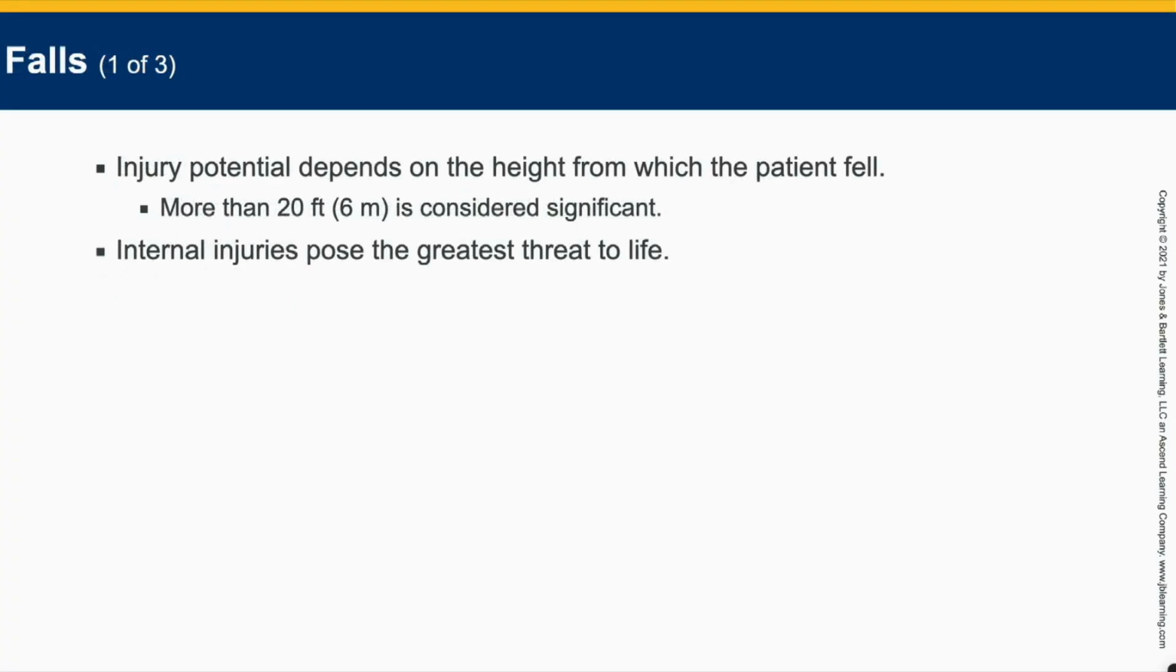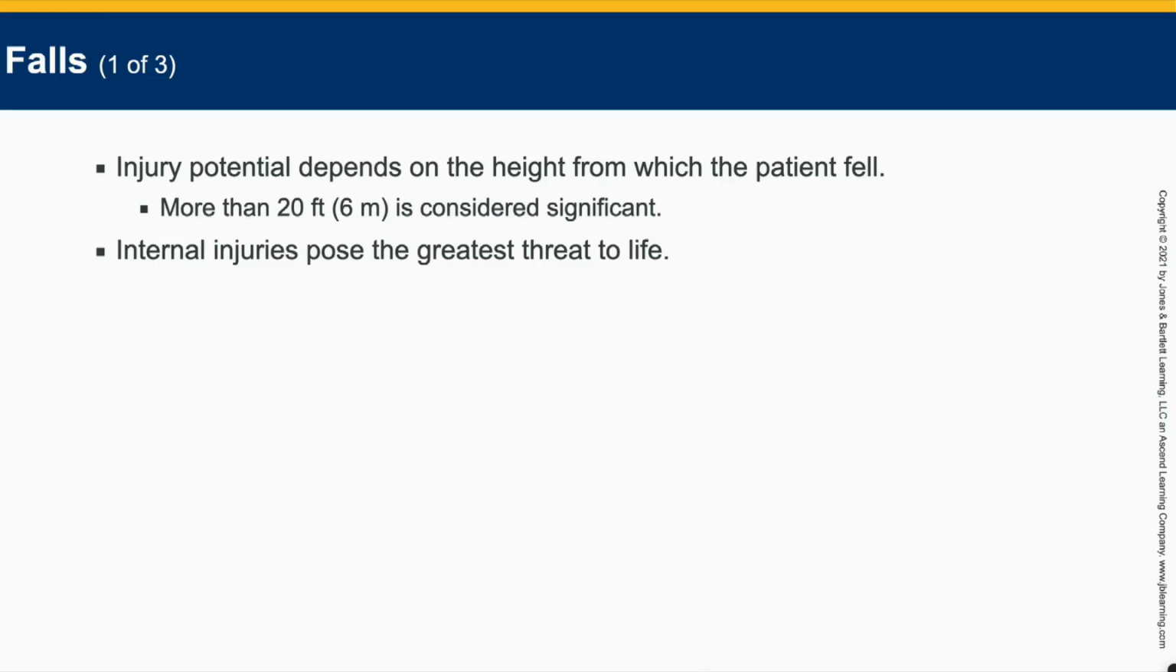Now let's talk about falls, which might seem simple, but can actually be really serious depending on the height. The biggest thing you're considering is how far the patient fell. Once you get above 20 feet, that's considered significant mechanism of injury, and your concern for serious trauma should go way up. And remember, it's not always what you see on the outside. With falls, internal injuries are often the biggest threat.